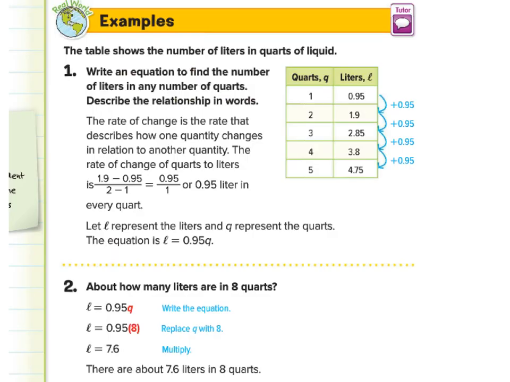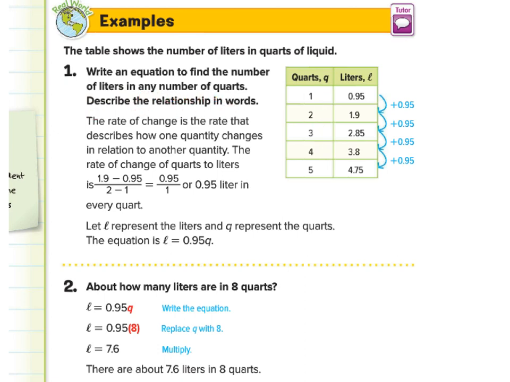Let's look at our first example, where we are given a table, identifying quarts to liters. The table shows the number of liters in quarts. Now remember, when we talk about quarts, we are talking about the standard system from the United States, and liters is the metric system which we use in Canada. So write an equation to find the number of liters in any number of quarts. Describe the relationship in words.